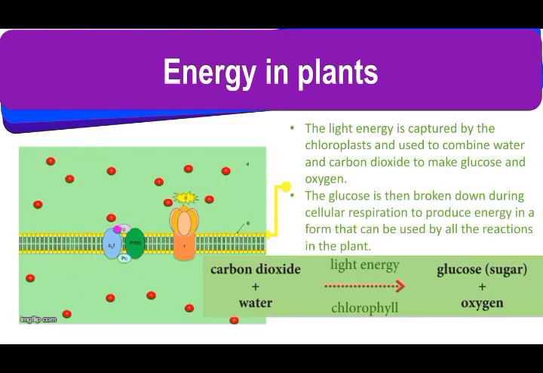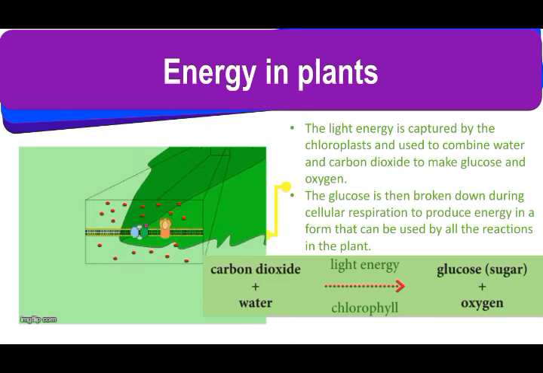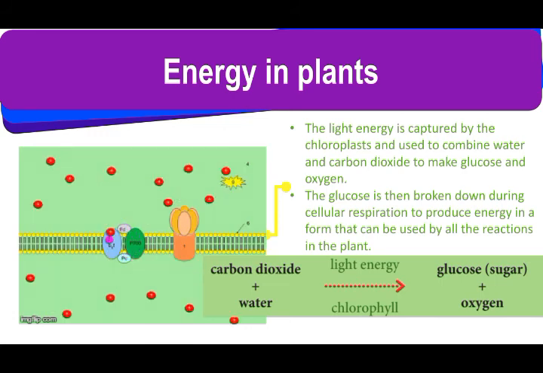And after that, the glucose is then broken down using cellular respiration to produce energy in a form that can be used by all reactions in the plants. So that's how the energy is used in the plants during photosynthesis and also respiration of the cell, or we call it cellular respiration.